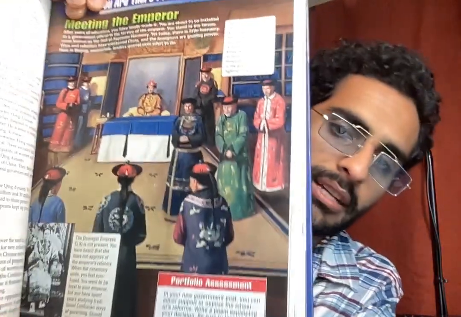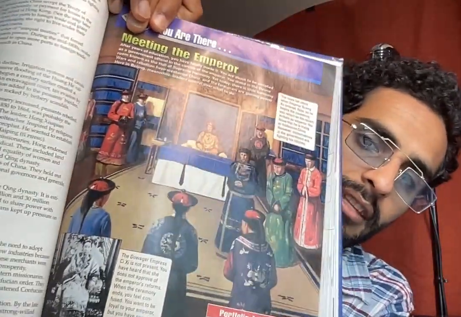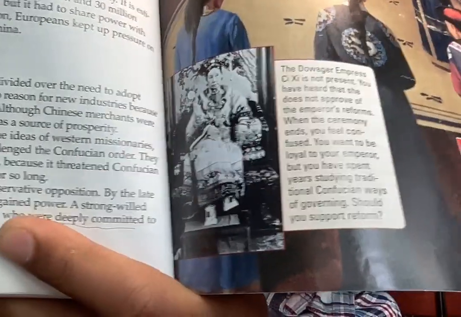By the late 1800s, the Empress Cixi had gained power. A strong-willed ruler, she surrounded herself with advisors who were deeply committed to Confucian traditions. Here's a picture of this meeting with the emperor, and here's Cixi.